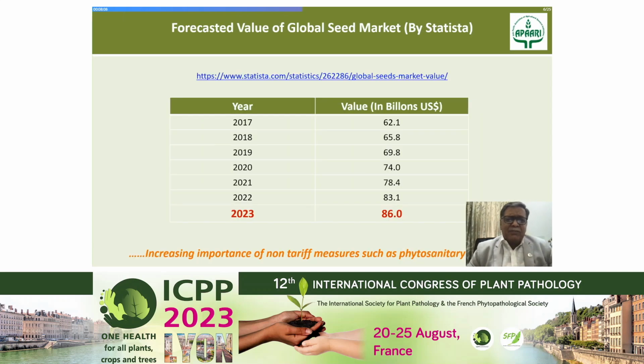If you look at the forecasted value of the global seed market, it's very interesting. Look at the quantum jump we have from the year 2017 to this year of 2023, where a value of 86 billion US dollars is being forecasted and is almost being achieved. What does it show? It shows the increasing importance of non-tariff measures such as phytosanitary measures and how they are going to play a role. And even in a study, it was found that these non-tariff measures have now become much more important than the tariff measures in terms of global trade.